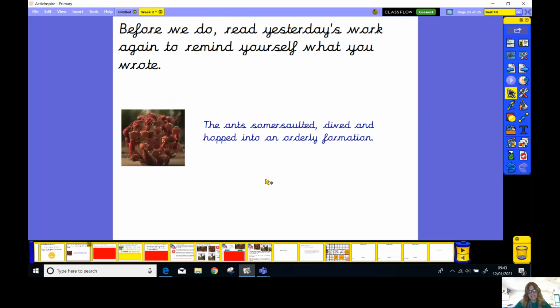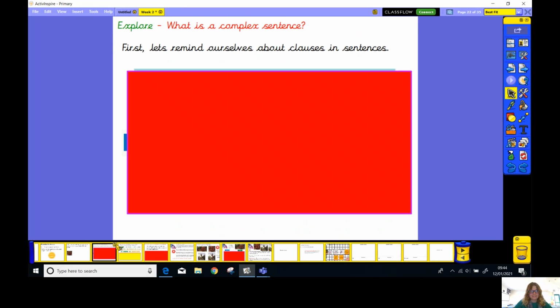Okay, now you wrote an independent sentence to finish off your paragraph. So if you could reread that now to check it makes sense. Okay, now before we can write in complex sentences today, let's just remind ourselves what a complex sentence is. Now to do that, we have to think about, first of all, what a sentence has, and sentences aren't sentences unless they have a clause in them. Okay, now sentences usually have a main clause and sometimes they have a subordinate clause.